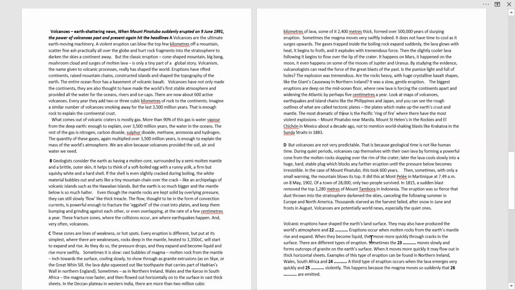And for the last one: the magma moved so suddenly that something is emitted. So it should be something that can be emitted. This happened because the magma moved so suddenly. Bubbles of molten magma. Bubbles of magma.